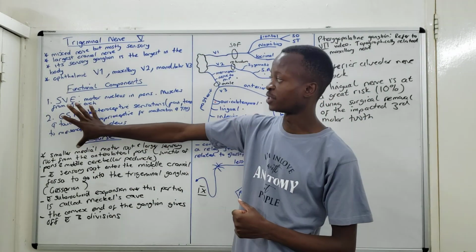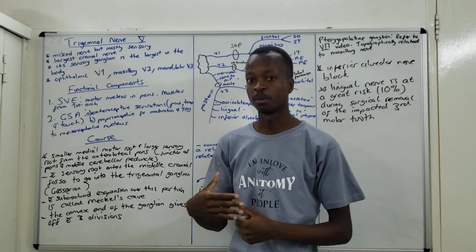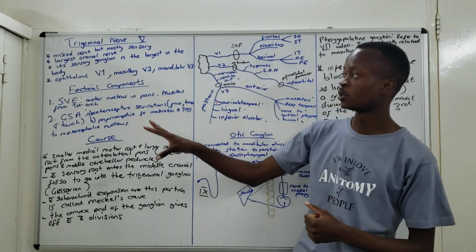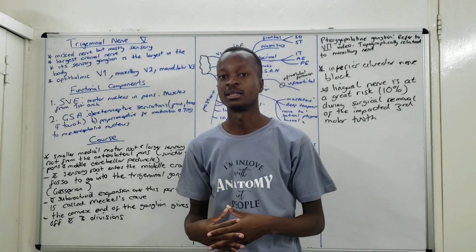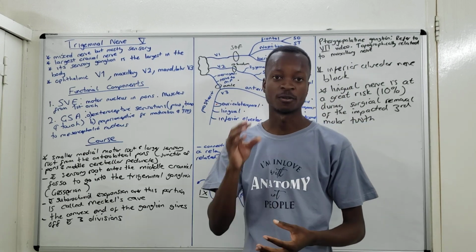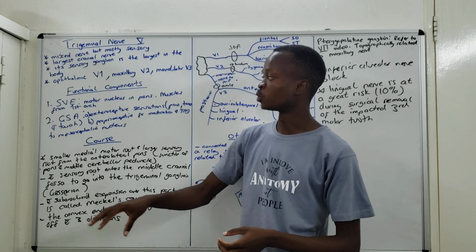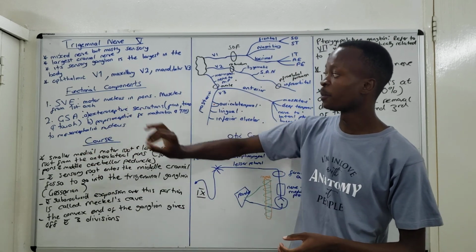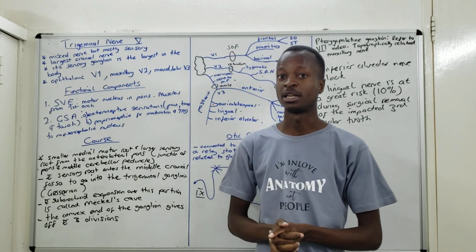Then you're going to have the general somatic afferent fibers, which are going to be of two types. They're going to be proprioceptive fibers. Then you're going to have exteroceptive fibers. The exteroceptive fibers are going to carry the sensations of pain, touch and temperature from the face, except for the parotid where you have your greater auricular nerve. Then you're also going to have proprioceptive fibers for the muscles of mastication as well as the temporomandibular joint.